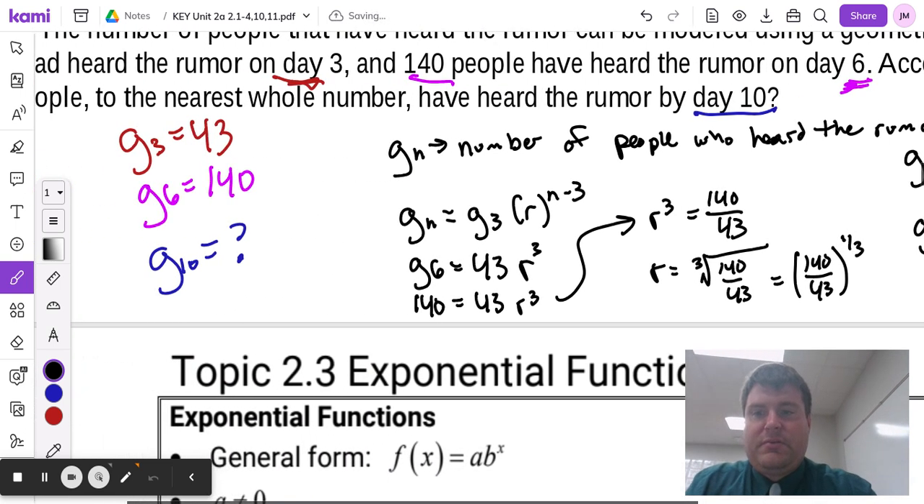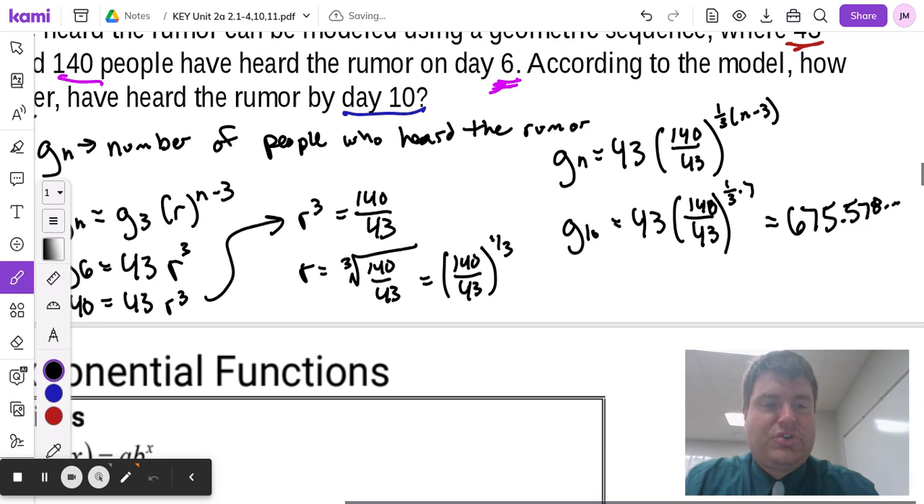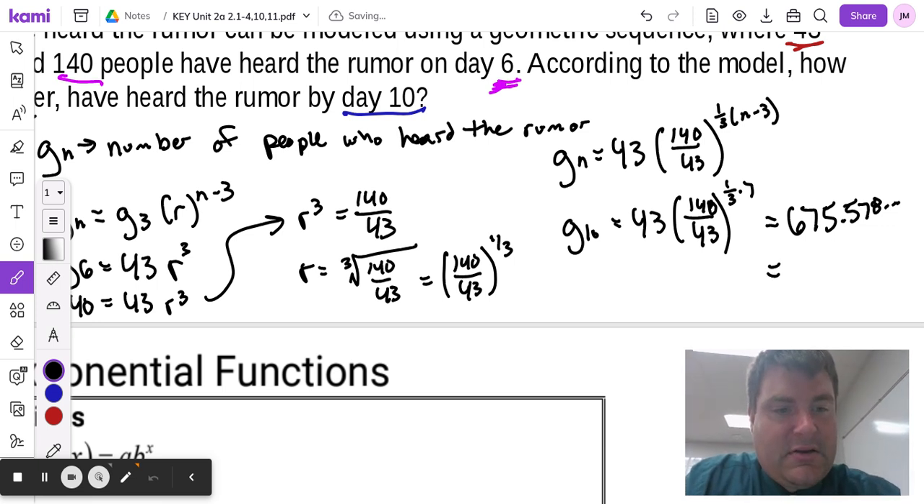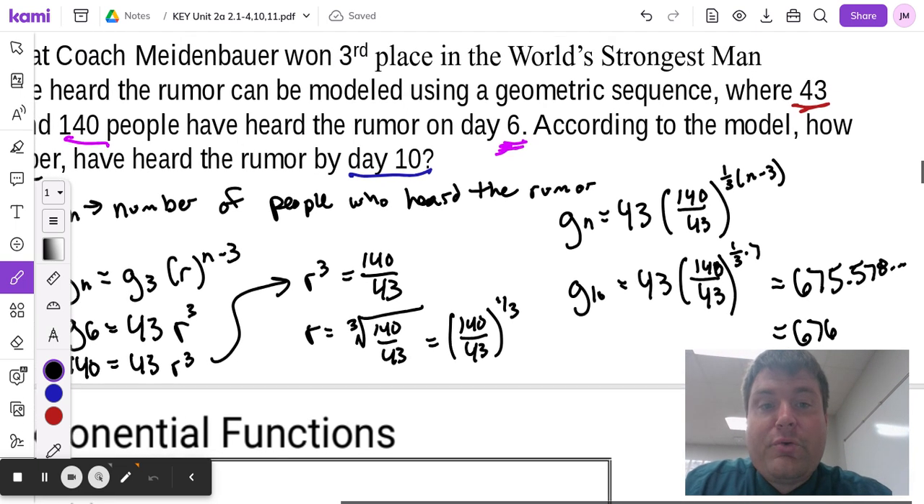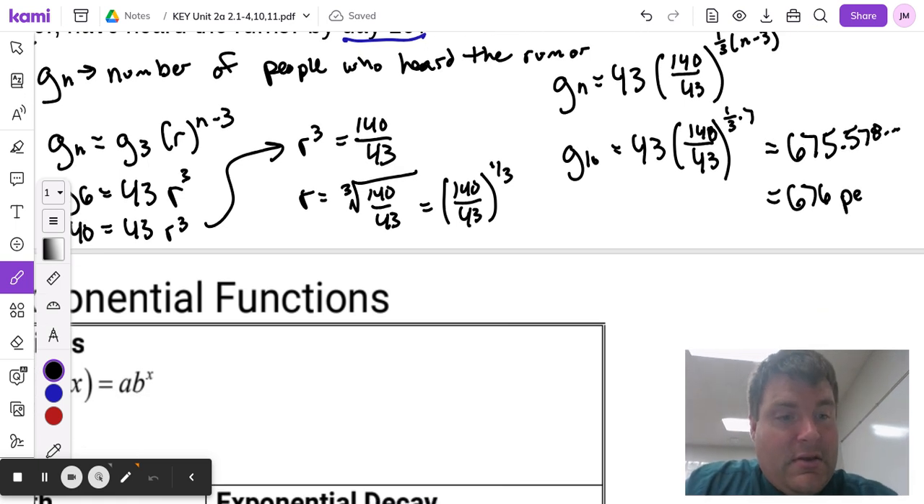It wants me to know to the nearest whole number. So you can truncate or you can not, doesn't matter. I'll round up so we can pretend more people know about my rumor started that I placed 3rd in the world's strongest man.